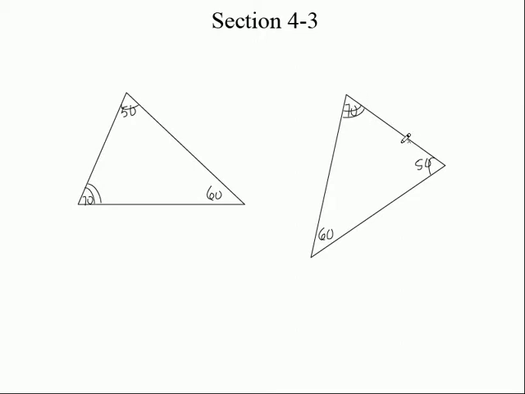Agreed? So we have a theorem that says this. We have a theorem. It's called the third angle theorem. I'll just shorthand it. It says this. If I have two angles of one triangle, listen to me. If I have two angles of one triangle equaling two angles of another triangle, what must be true about the third angles? The third angles must be equal to each other. Do you see that? Okay.